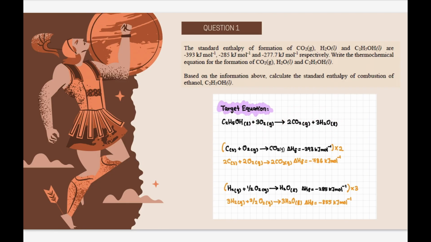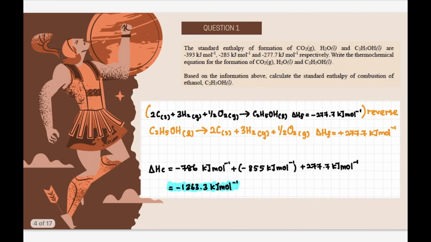And then lepas tu baru kita buat satu-satu dia punya thermochemical equation untuk formation setiap ini. Okay. And after that kita akan rearrange lah. Kita akan rearrange and kita combine. And when you combine that, okay, after that ada yang kita akan reverse semua, and then you will get the final answer like this lah, which is negative 1363.3 kilojoule per mole.